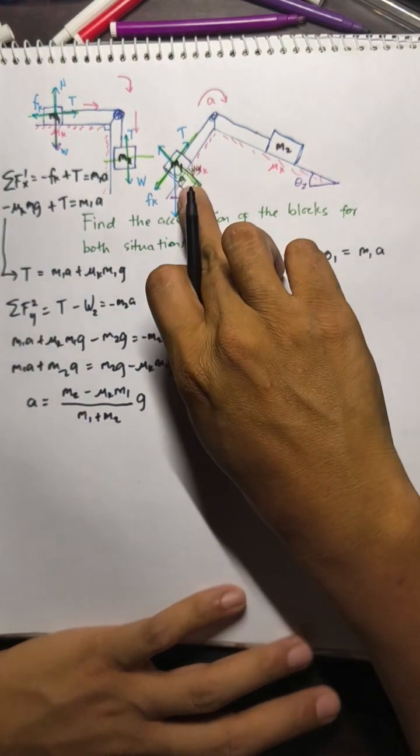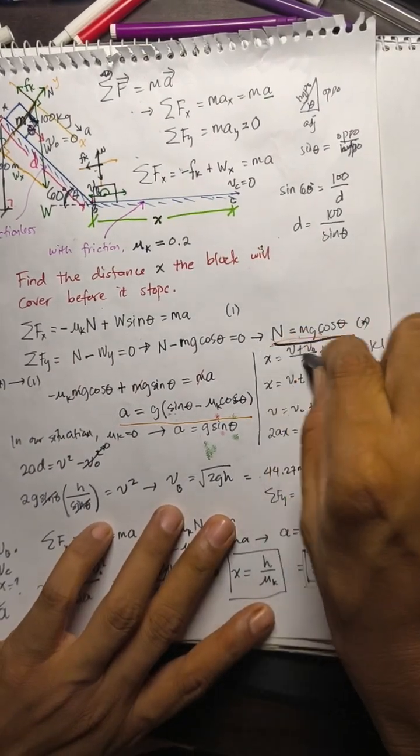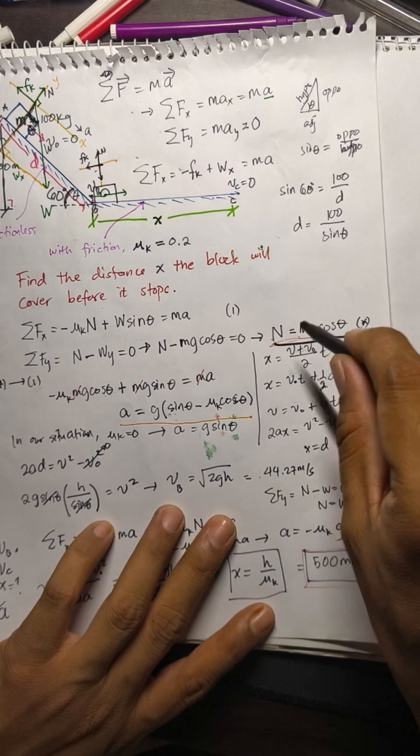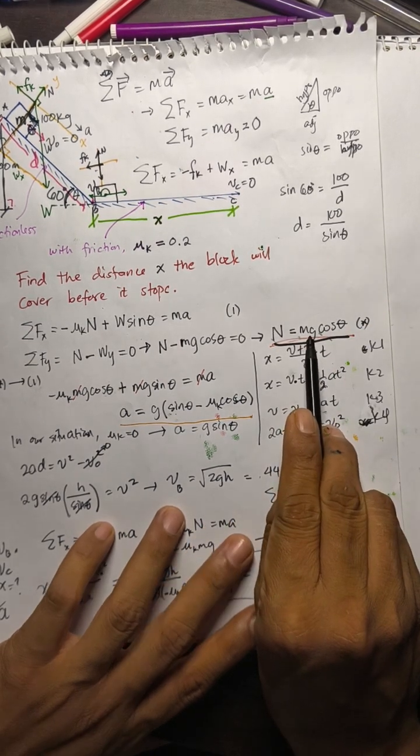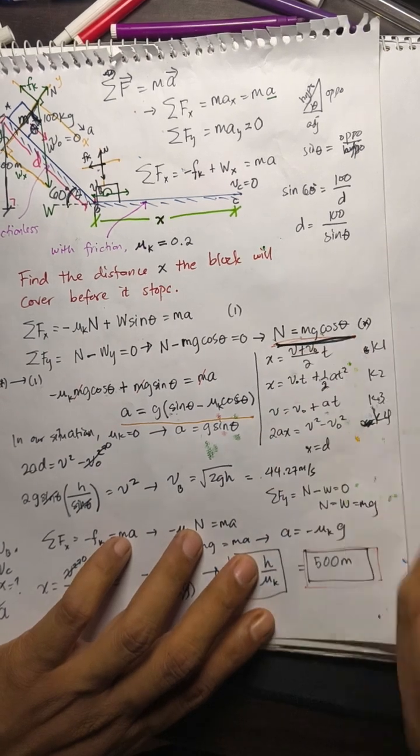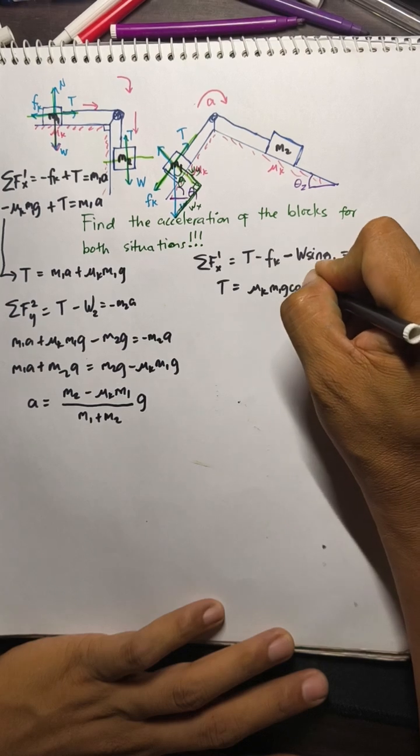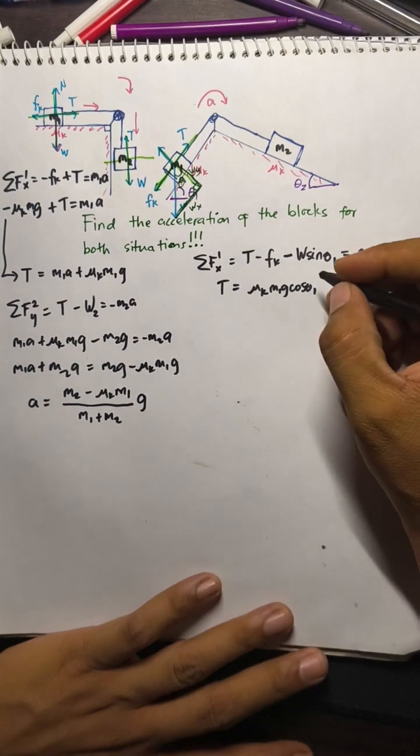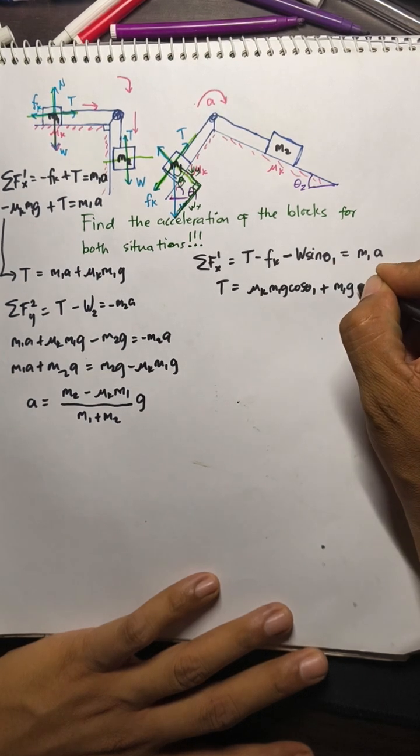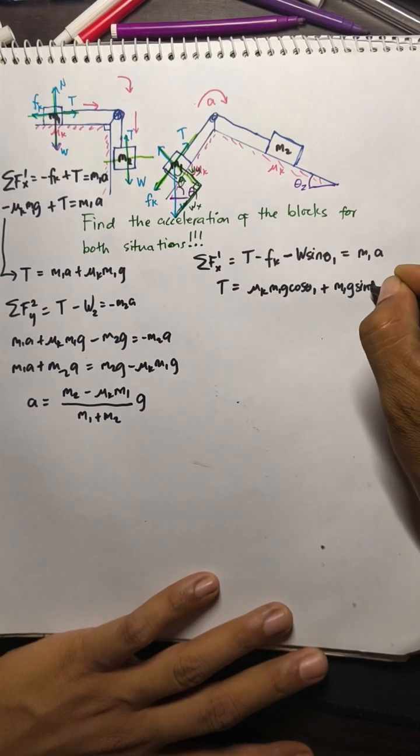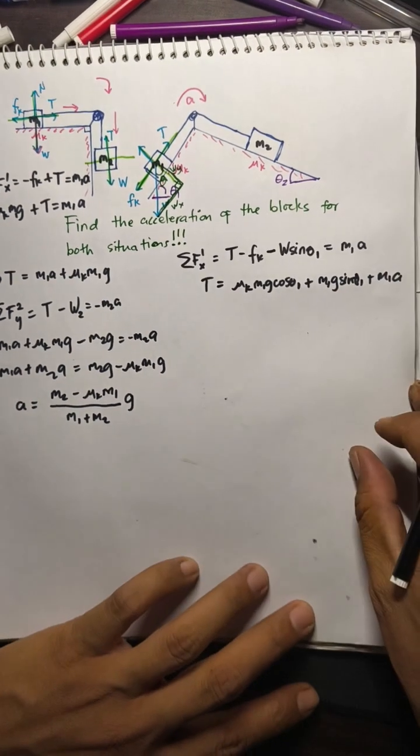Now, what is N for this case? Again, you have to watch this video because I explained it here. N for an inclined plane at an angle of theta with the horizontal is mg cosine of theta. So in this case, this is m1g cosine of theta 1, which is our angle, plus m1g sine of theta 1 plus m1a. Okay, this is our first equation.